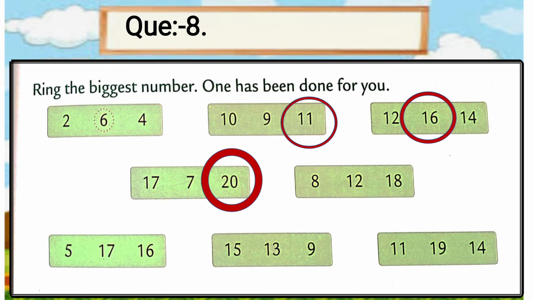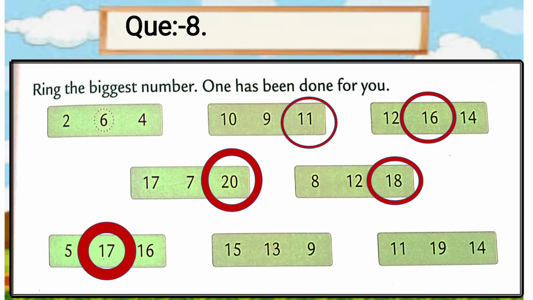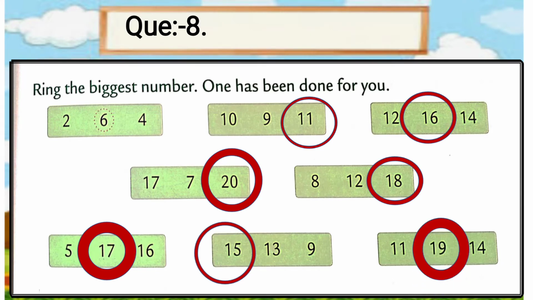Next 8, 12 and 18. Here number 18 is the biggest number. 5, 17 and 16 where 17 is the biggest. 15, 13 and 9 where 15 is the biggest. 11, 19 and 14 where 19 is the biggest number. Got it everyone? Here a very quick revision of the previous lecture is completed.